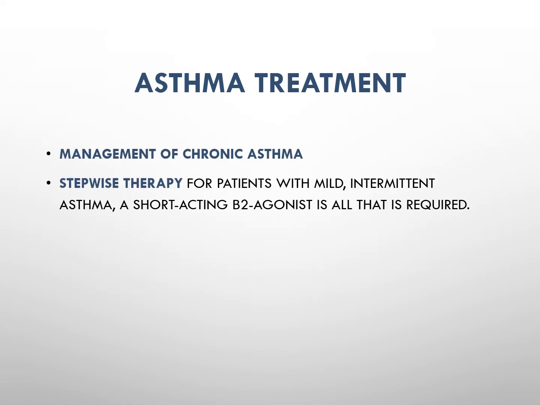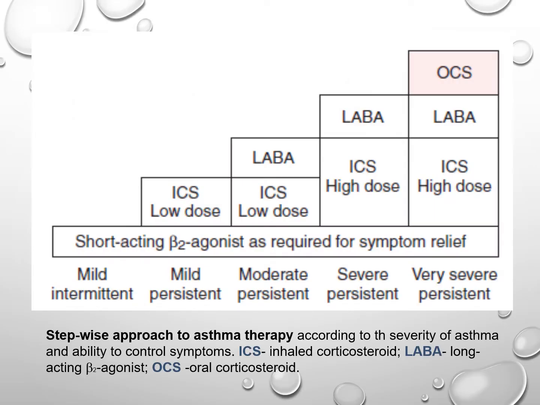Management of chronic asthma. Stepwise therapy: for patients with mild intermittent asthma, a short-acting beta-2 agonist is all that is required. You see here on this slide the stepwise approach to asthma therapy according to severity of asthma and ability to control symptoms. ICS means inhaled corticosteroid, LABA long-acting beta-2 agonist, OCS oral corticosteroid. You see here from mild intermittent till very severe persistent, when we take OCS, LABA, and high-dose inhaled corticosteroid.